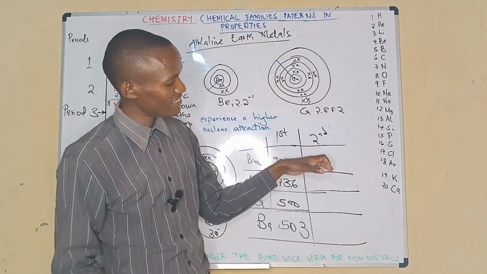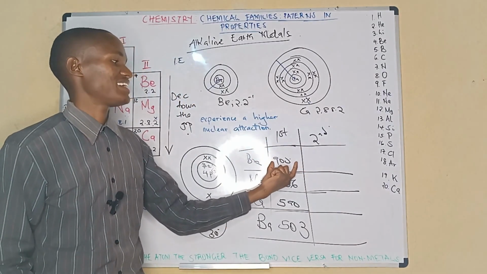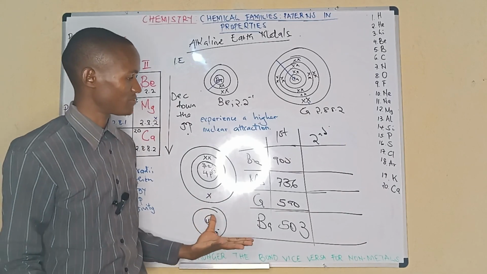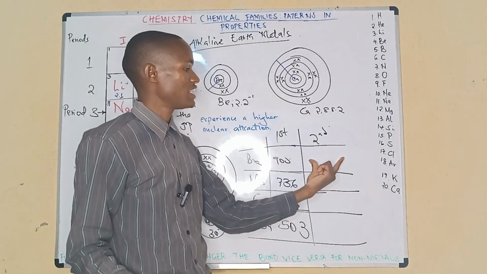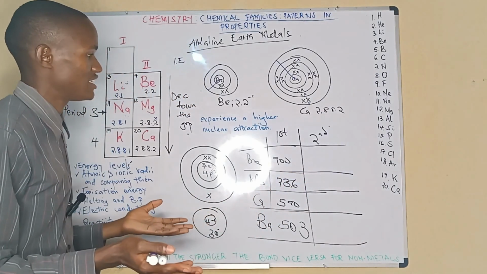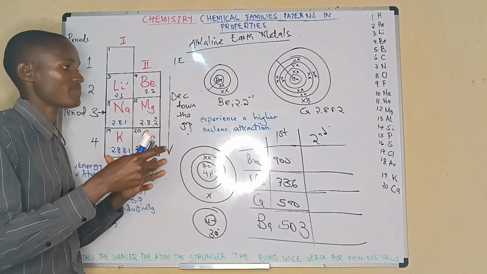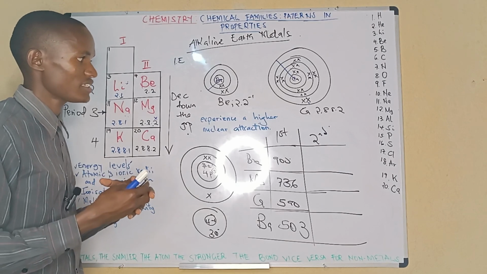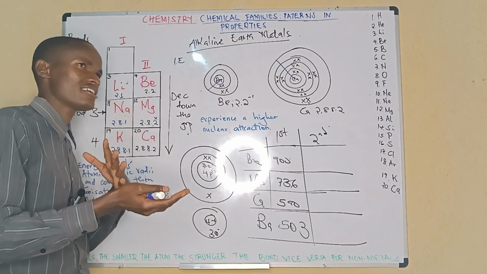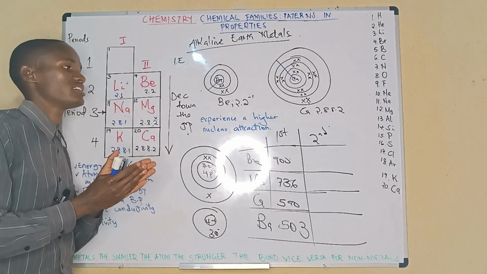So we expect the figure that we write here to be more than 900. That is all I wanted to say. The figure here will be more than 900. And it is a common question in papers. They ask, which is greater? Is it the second ionization energy or the first ionization energy? That is what they ask.